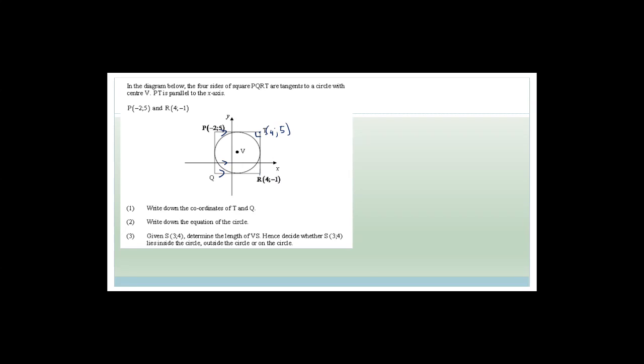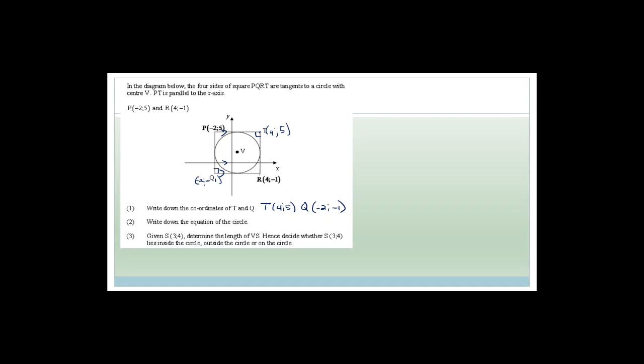And again, because it's a square, we know that these two lines are parallel. Therefore, this y value is going to be negative 1, and the x value is going to be negative 2, because again, it is 90 degrees going straight up. So the coordinates for T are 4, 5, and the coordinates for Q are minus 2, minus 1. There you go, not too bad, eh? Now it says write down the equation of the circle.